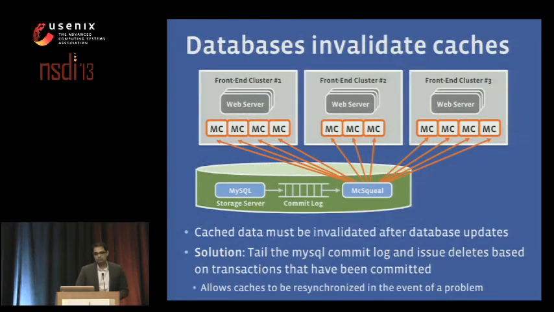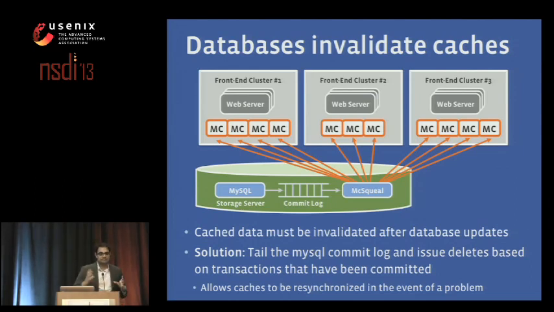So what do we do? Our database storage servers are MySQL. So what we have is a system called McSQL that essentially looks at all the database transactions that have been committed, reads those out of the commit log, extracts the memcache items that need to be invalidated, and then this program just broadcasts the invalidations to all front-end clusters. This system has a very nice property that the cache data must be invalidated after the database operation commits. Otherwise, you risk seeing stale data. So by using the databases to invalidate the cache, you're guaranteed that upon a cache miss, you can actually see a fresh value of the data.